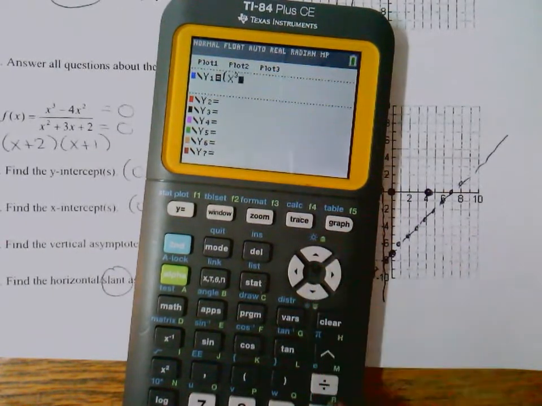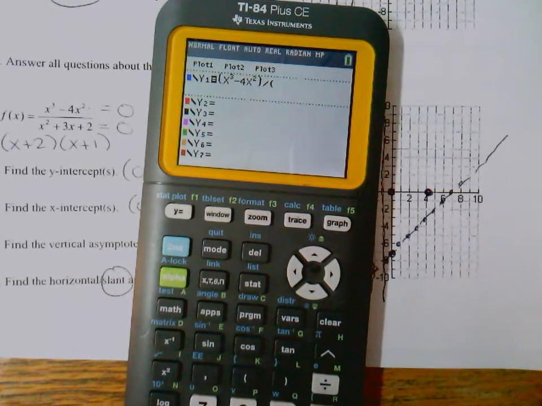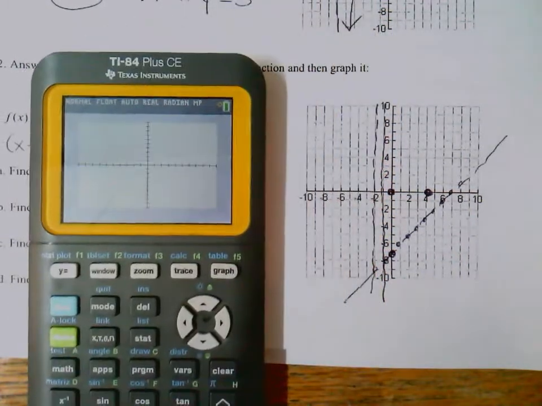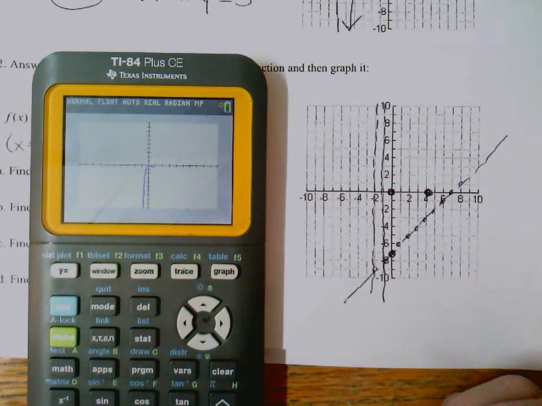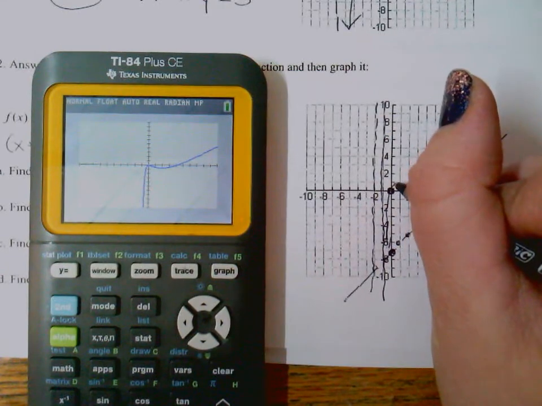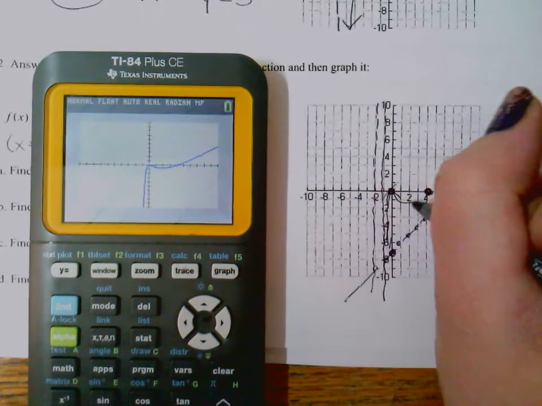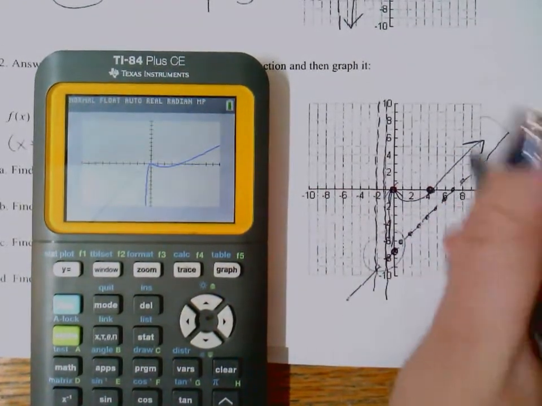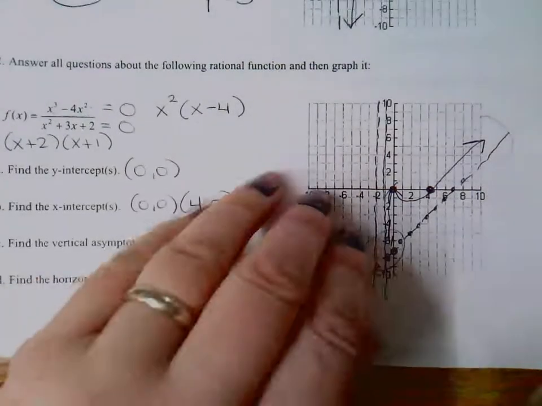So x cubed minus 4x squared. Make sure you put them in parentheses if you're looking at a calculator. X squared plus 3x plus 2. Graph it. Yeah, see, I would not have been able to get that type of graph without this. So it goes up, cuts through, and then it must bounce off right there and go back up, approaching this asymptote and maybe approaching this asymptote. So kind of a really yucky graph, but I just wanted you to practice that division for a slant asymptote.